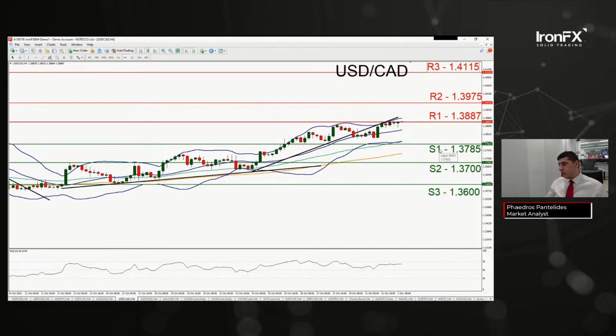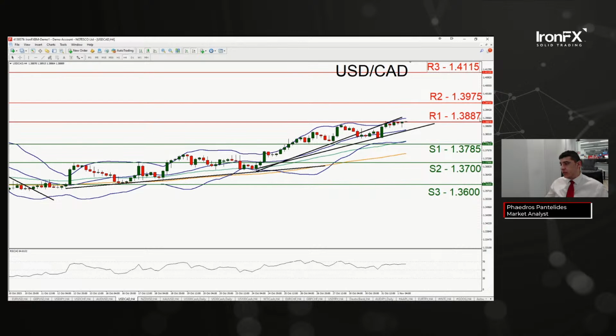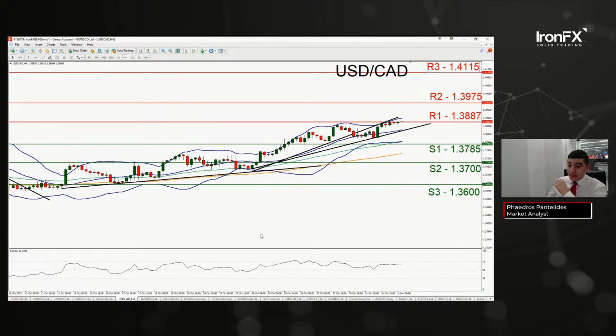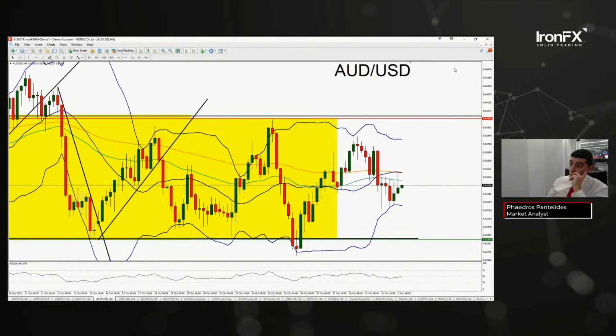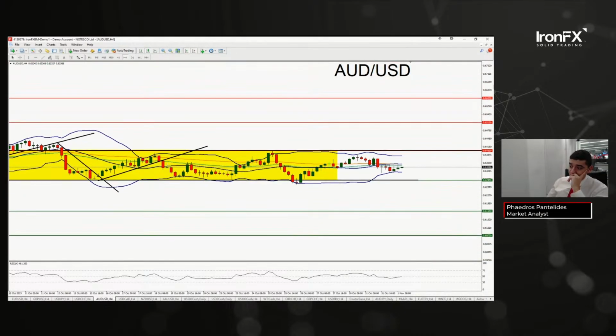S1, 1.3785, S2, 1.370, S3, 1.360. We could place a second upwards moving trend line, so maintaining a bullish outlook for the pair, despite the temporary increase in oil prices.